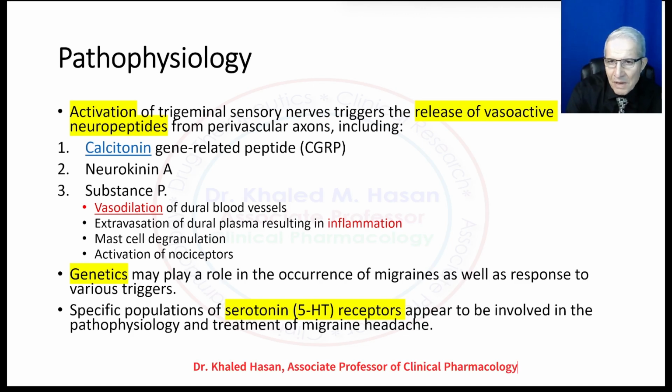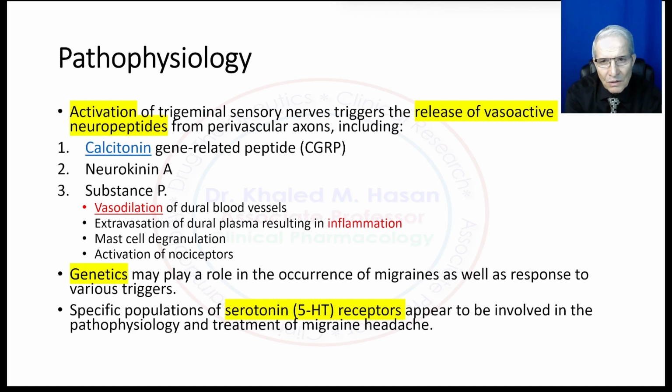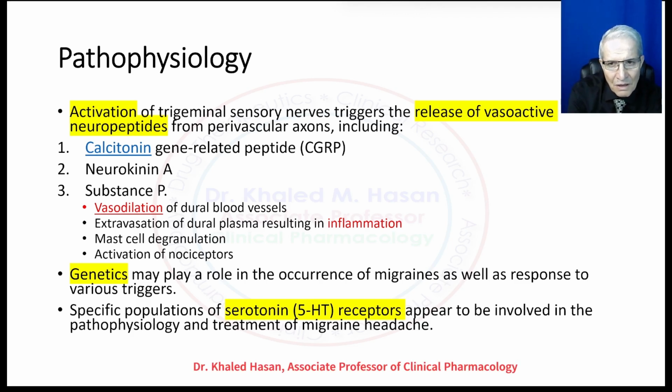As you can see here, the main component responsible for migraine is a cranial nerve. This cranial nerve is called the trigeminal sensory nerve. When this nerve is activated, it will release vasoactive peptides. This vasoactive peptide causes several consequences. But what type of peptide will be produced from the trigeminal nerve? As you can see here, we have calcitonin gene-related peptide, CGRP. From now on, we're going to say CGRP, calcitonin gene-related peptide.